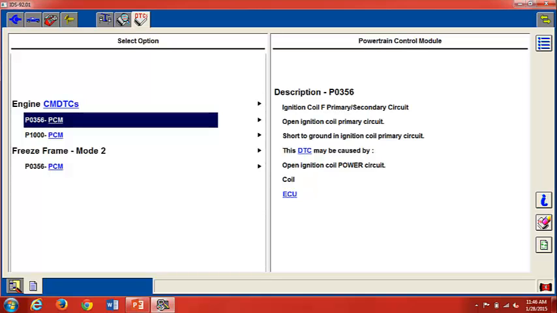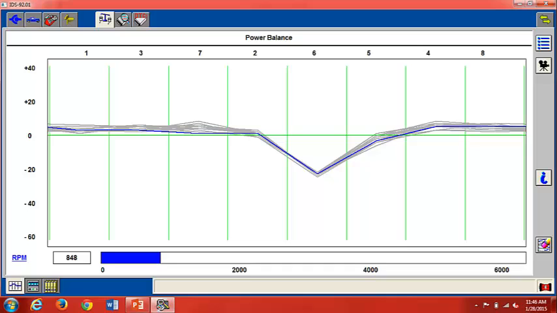As we said earlier, the vehicle is running rough, so our next step will be to do a power balance with the IDS scan tool. And as you can see, we quickly identify that cylinder number 6 is misfiring by that dip down in our power balance graph. As we talked about before, we might want to look at data to determine if we have an ignition or a fuel misfire.